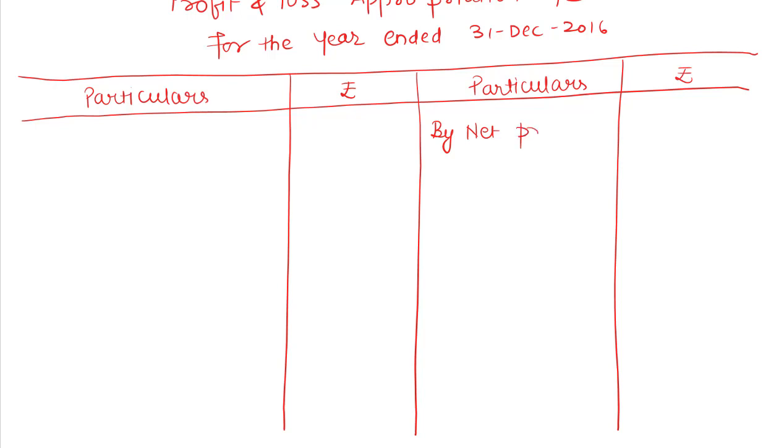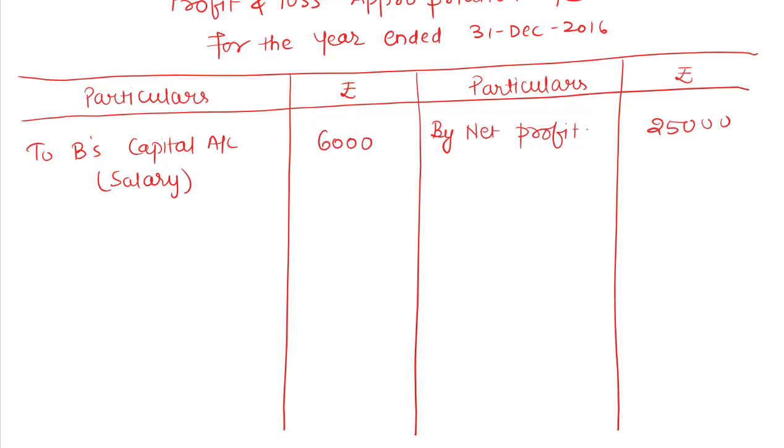By net profits. Net profit is given in the question, that is 25,000. We need to deduct B's salary and interest on capital from this first. So to B's capital account for salary, 6,000, 500 multiplied by 12, 500 per month.